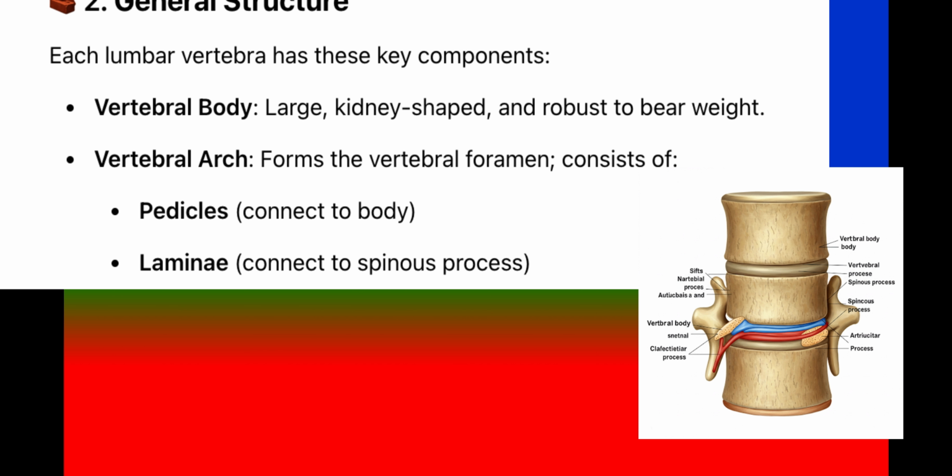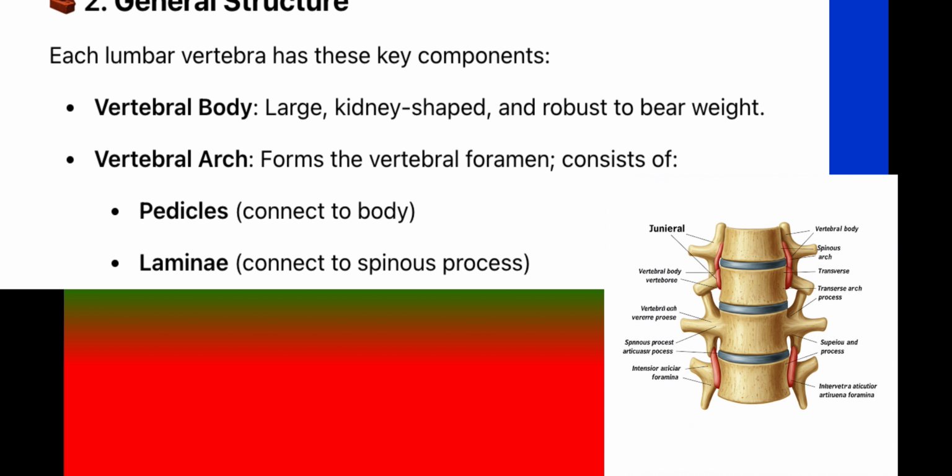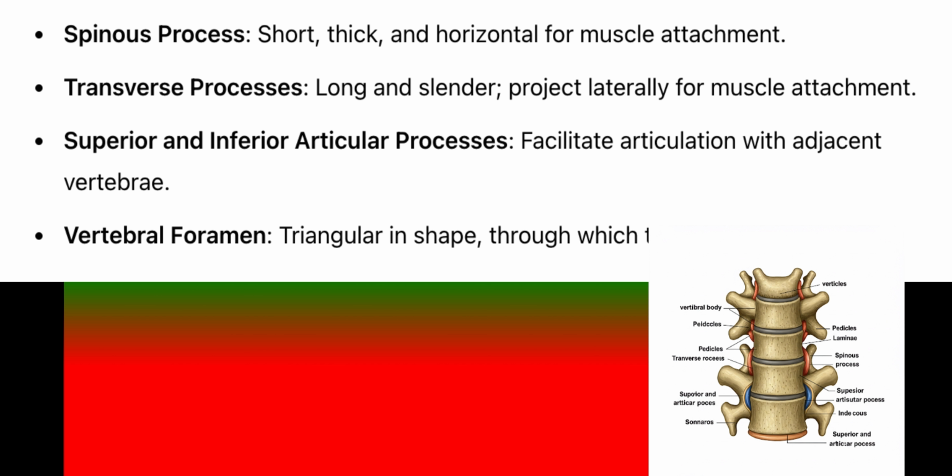2. General structure. Each lumbar vertebra has these key components. Vertebral body: large, kidney-shaped, and robust to bear weight. Vertebral arch: forms the vertebral foramen, consists of pedicles, which connect to the body, and laminae, which connect to the spinous process. Spinous process: short, thick, and horizontal for muscle attachment.